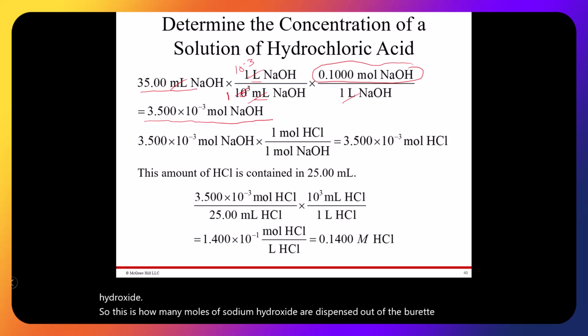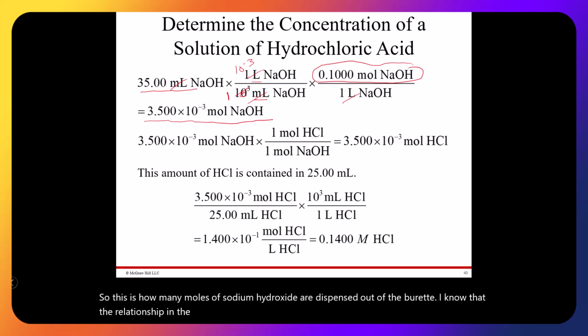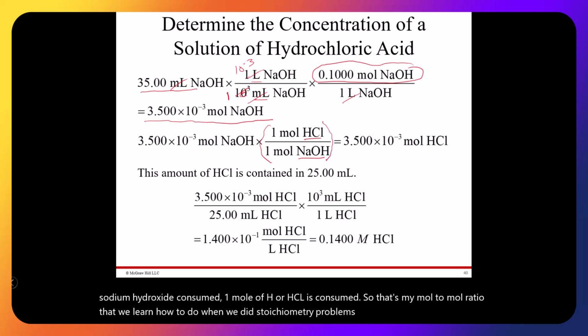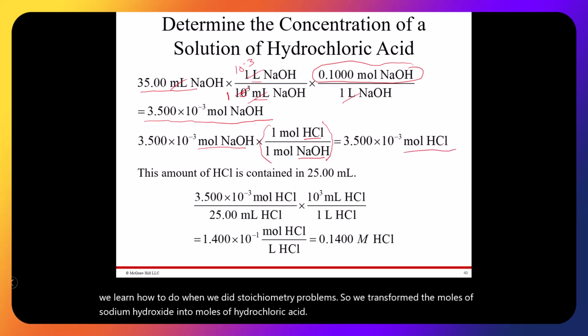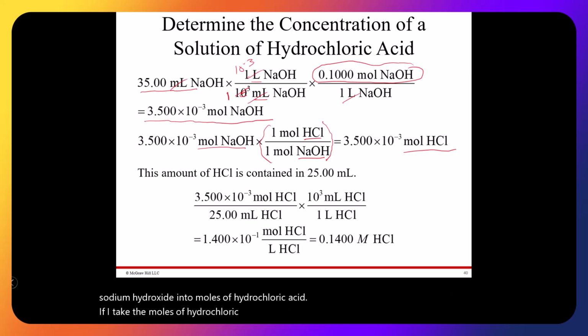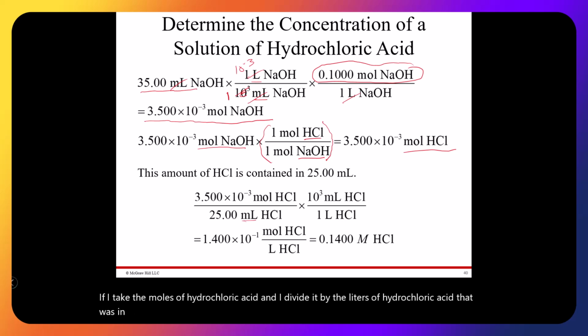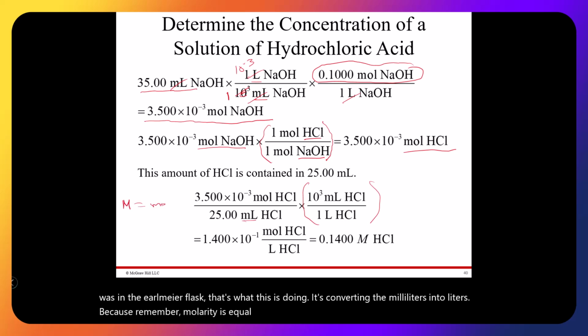I know that the relationship in the balanced chemical reaction is for every 1 mole of sodium hydroxide consumed, 1 mole of HCl is consumed. So that's my mole to mole ratio that we learned how to do when we did stoichiometry problems. So we transform the moles of sodium hydroxide into moles of hydrochloric acid. Then I take the moles of hydrochloric acid and divide it by the liters of hydrochloric acid that was in the Erlenmeyer flask. It's converting the milliliters into liters, because remember, molarity is equal to moles divided by liters.